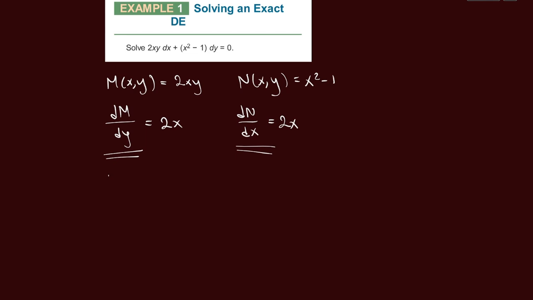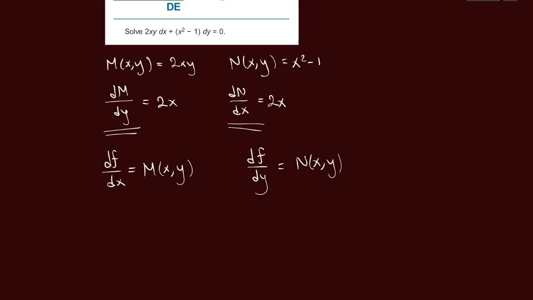There's something called ∂f/∂x. That's pretty much equal to M of x, y. And then there's ∂f/∂y. That's equal to N of x, y. So what we're going to do is choose one to work with. Let's choose this one to work with.